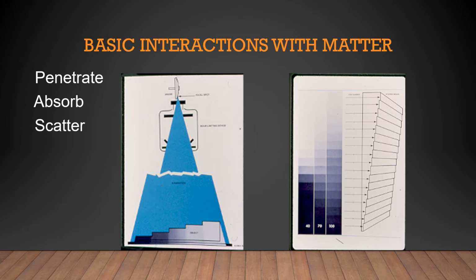Think of it this way. If you were watching a movie on an old TV versus watching a movie on a brand new TV, you can see the difference. And that's what it all comes down to when we're looking at the different interactions and when we're viewing those interactions on the image that is provided to us for diagnostic purposes. So let's take a look at the basic interactions with matter, and in order to do that, we need to look at some terms. Penetrate means the ability to pass through an object.